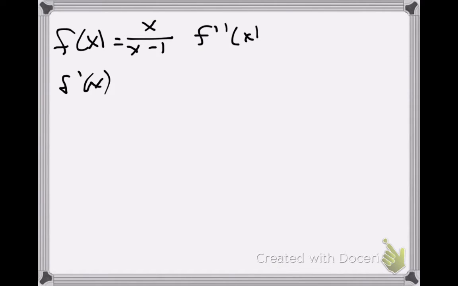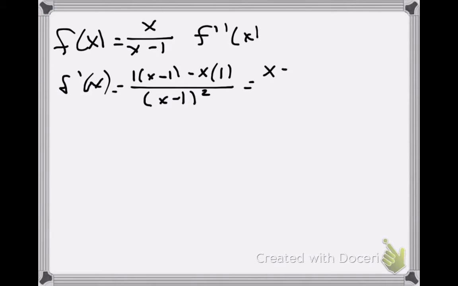I have to use the quotient rule because I have a polynomial denominator. So, here we go. We'll do low d high: the derivative of x is 1, low is x minus 1, minus high d low, so x times 1, all over the bottom squared. All right, we'll clean this up. We get x minus 1 minus x, all over x minus 1 quantity squared. So when we clean up the numerator, all we're left with is negative 1.